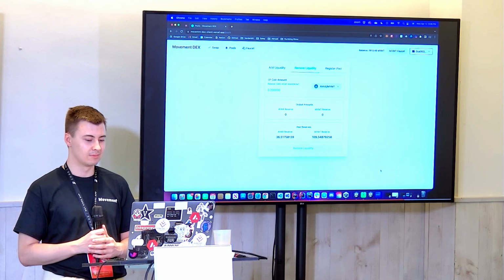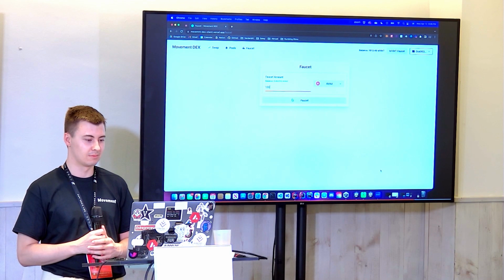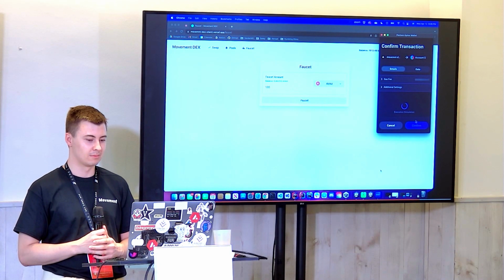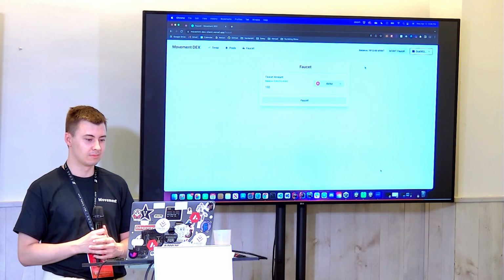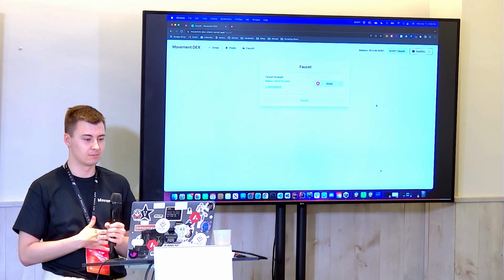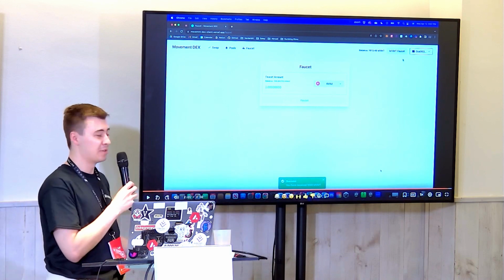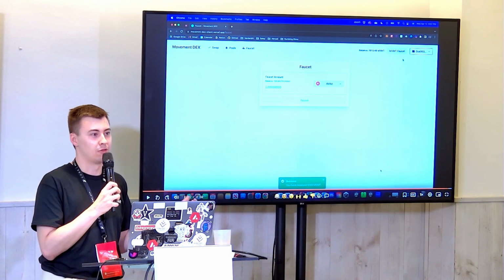In addition, we have a faucet for all of the test tokens where you can get an arbitrary amount of tokens for testing. And additionally, we have the Movement faucet where you can get test gas tokens as well. So that was a quick demonstration of an application running on our subnet.